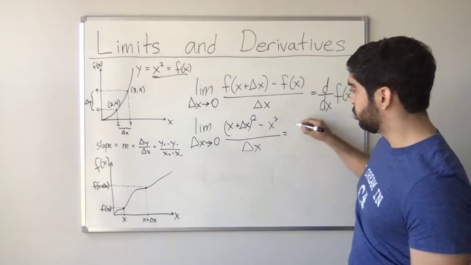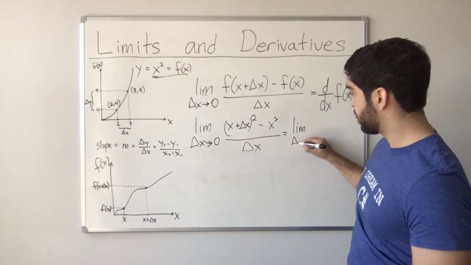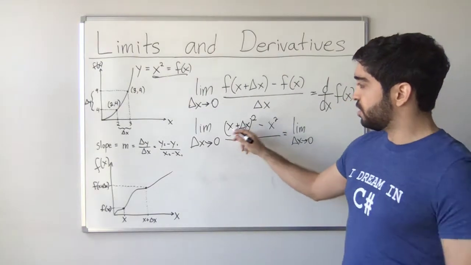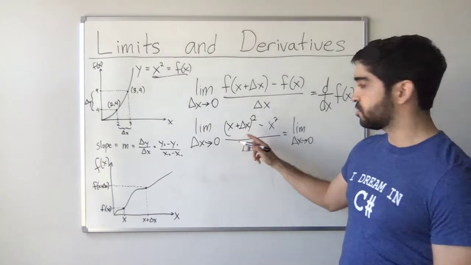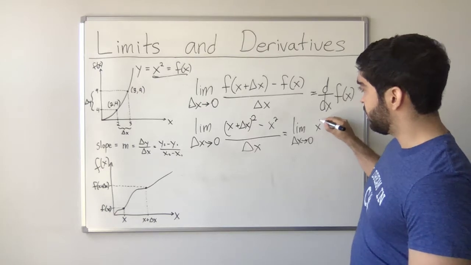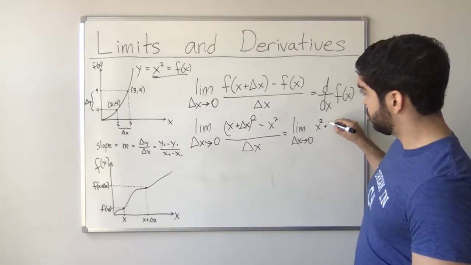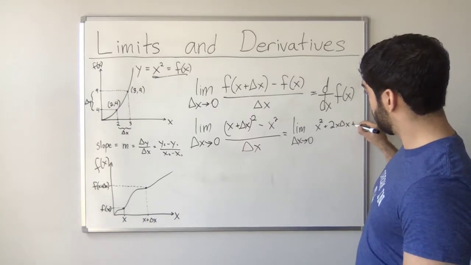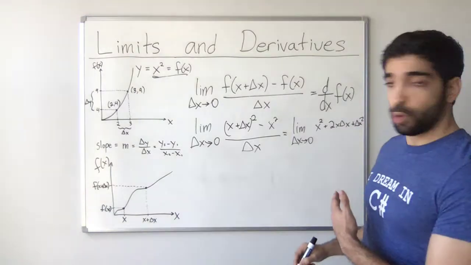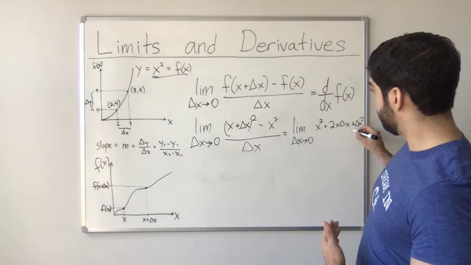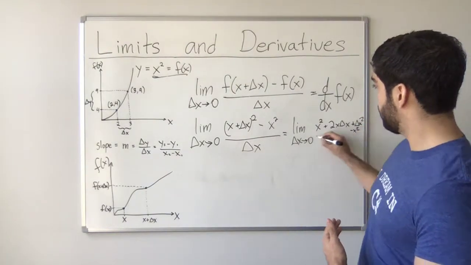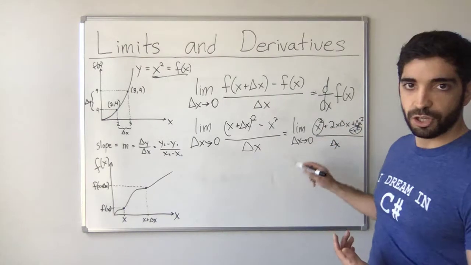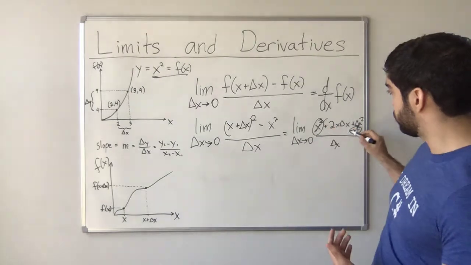This will be equal to the limit as delta x shrinks to 0. And here we simply multiply this out. So here we would get x squared plus 2x delta x plus delta x squared. Actually, I ran out of room here, minus x squared, and then all of it divided by delta x. So the x squareds cancel, x squared minus x squared.